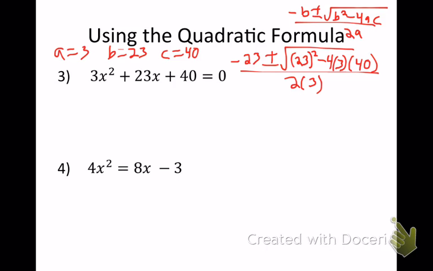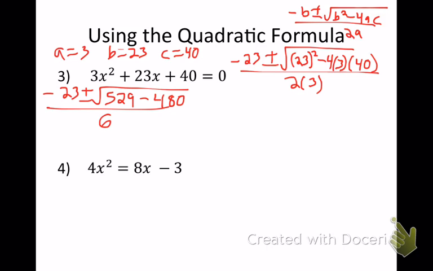Okay, so I've taken the information and plugged it in. Now somebody's problem is a little bit higher, so I need to simplify here. I get negative 23 plus or minus the square root. What's 23 squared, anybody? 529. Nice job, McCoolidge. Minus, what's 4 times 3 times 40? 480. Awesome. All over 2 times 3, which is 6.